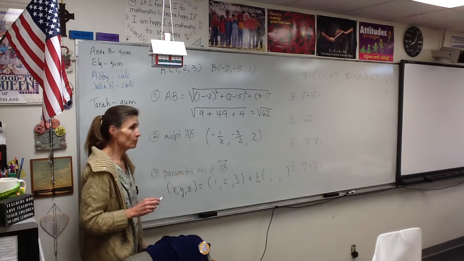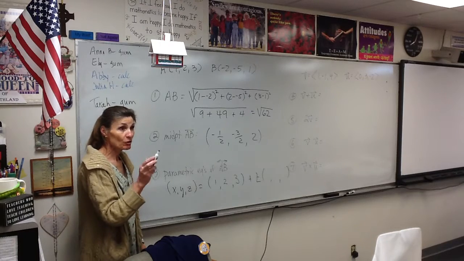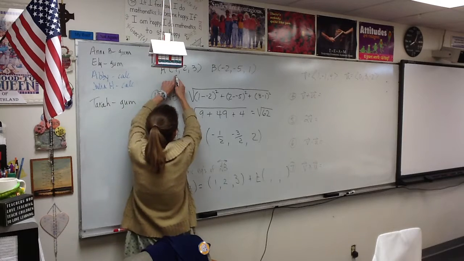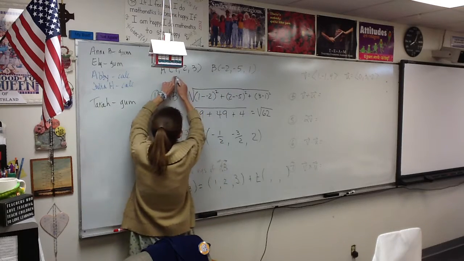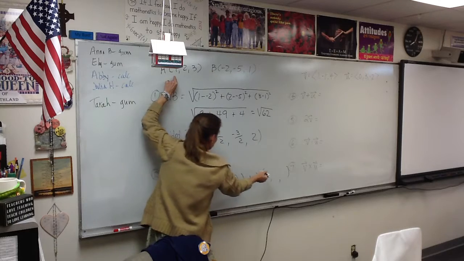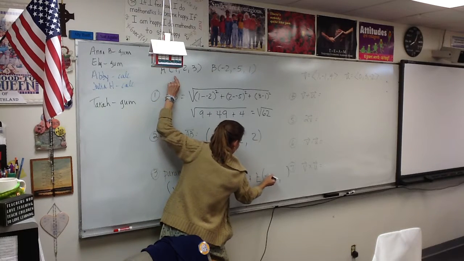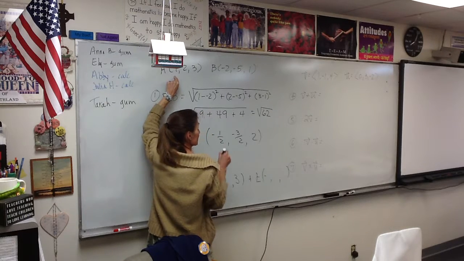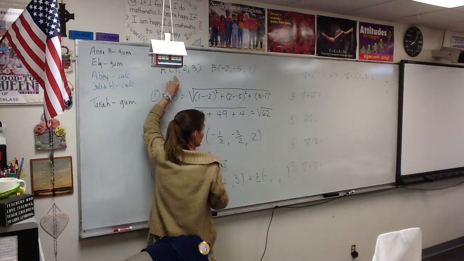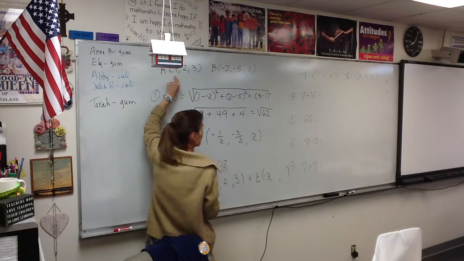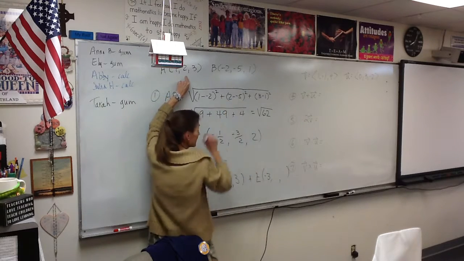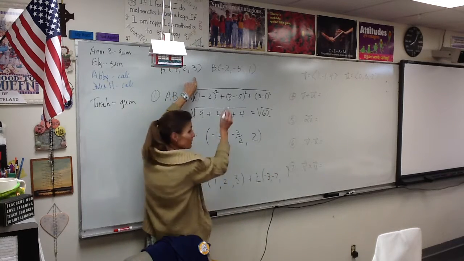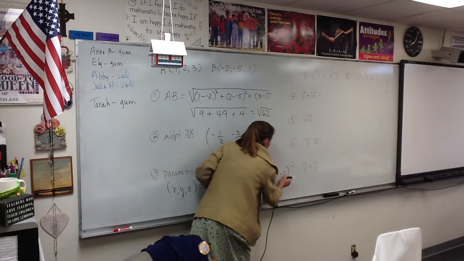Now, what goes in that second one? The vector from A to B. So if we're at A and we're going to B, we're going from 1 to negative 2. What is that? Negative 3. Okay, kids? How many steps is it from 1 to negative 2? Negative 3 steps. From 2 to negative 5, negative 7 steps. And from 3 to 1, negative 2 steps.